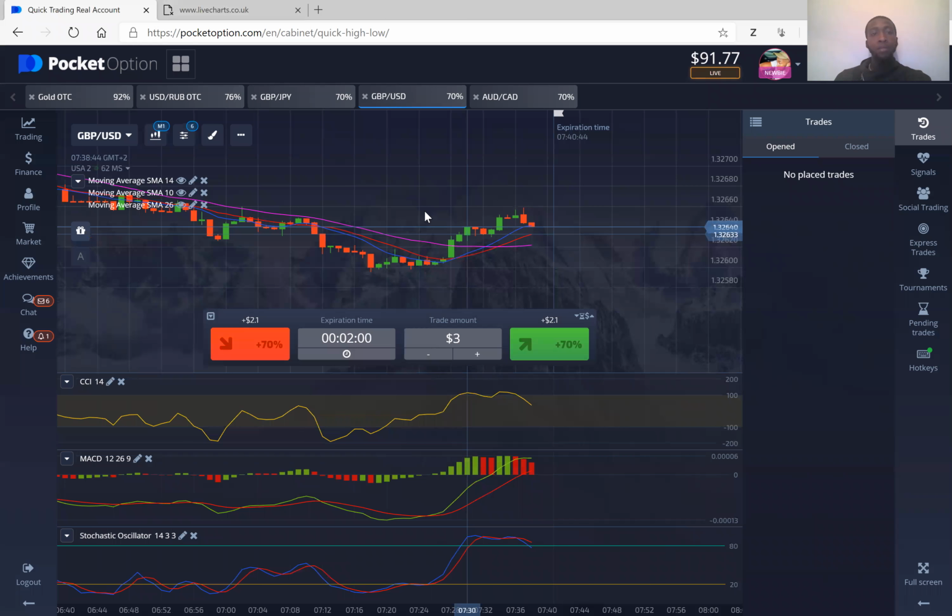We want to backtest this strategy. They said that it works really well with USD pairs. So let's just check this out and see what we got going on.